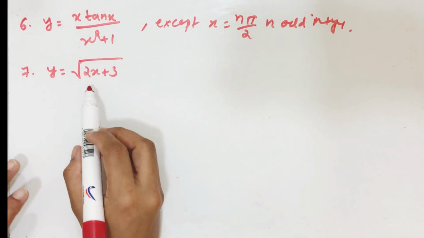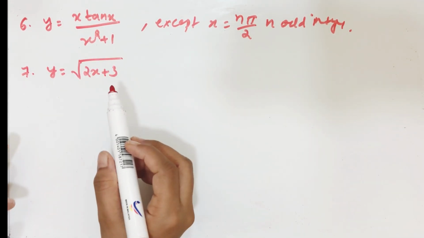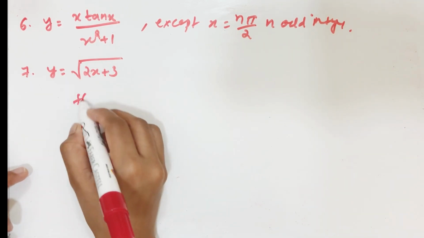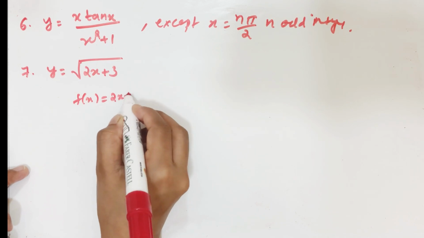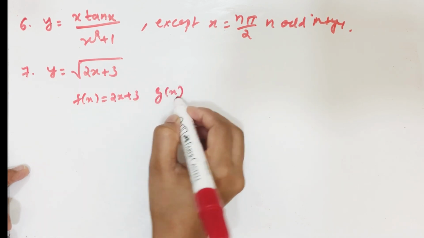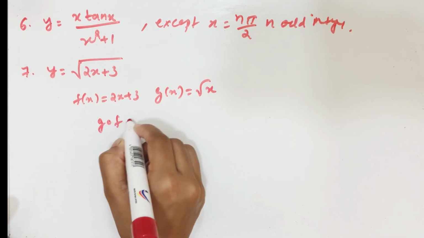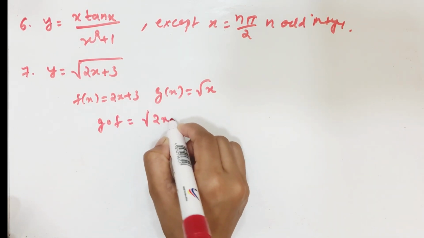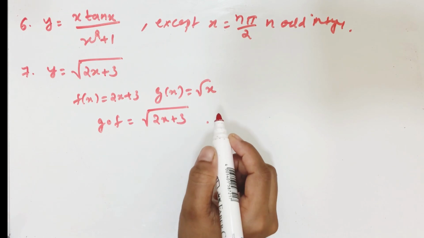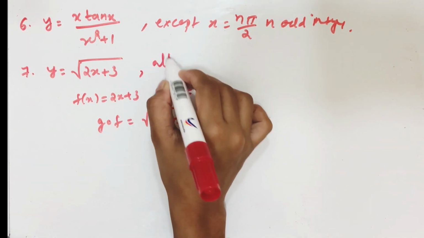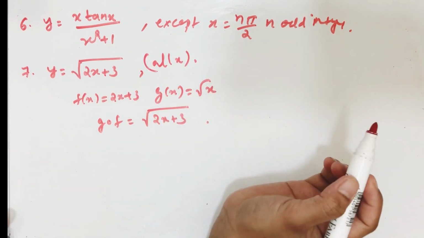Next question, y equal to root of 2x plus 3. Here clearly 2x plus 3 is continuous, root x is also continuous. Therefore, this function is a composition. Take f of x is equal to 2x plus 3, g of x is equal to root x. Therefore, g composite f is equal to root of 2x plus 3, continuous everywhere. So, this function is continuous everywhere, or continuous in all x.